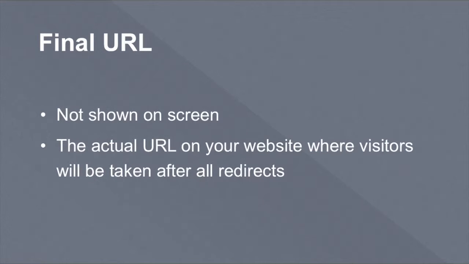Then there's what's called the final URL. This is where your ads are actually going to take the visitor to. So when someone clicks it, it's the page on your website where visitors are going to be taken. As a user of AdWords, you cannot see it. So a visitor won't know where they're going to go until they have clicked. It isn't shown in the ad.